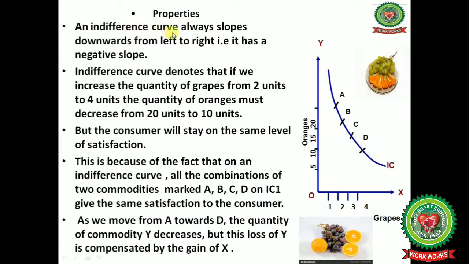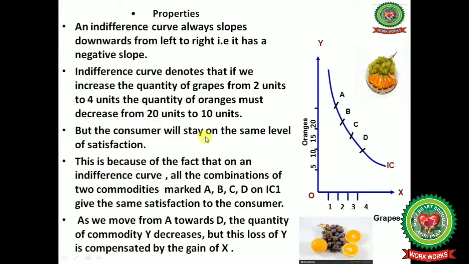Properties. An indifference curve always slopes downward from left to right. And it has a negative slope. Second point is, indifference curve denotes that if we increase the quantity of grapes from 1 unit to 2 units or 3 units or 4 units, the quantity of oranges must be decreased from 20 units to 10 units or even 5 units.